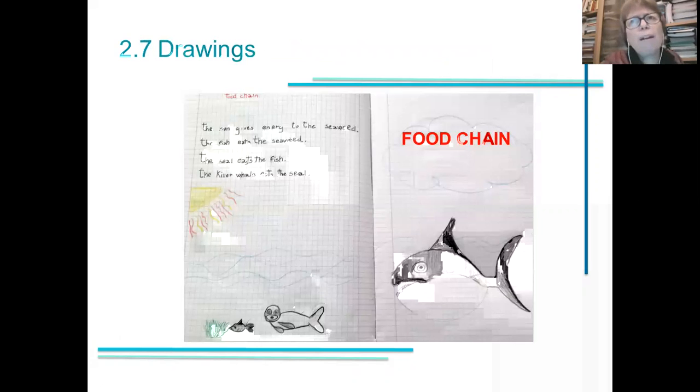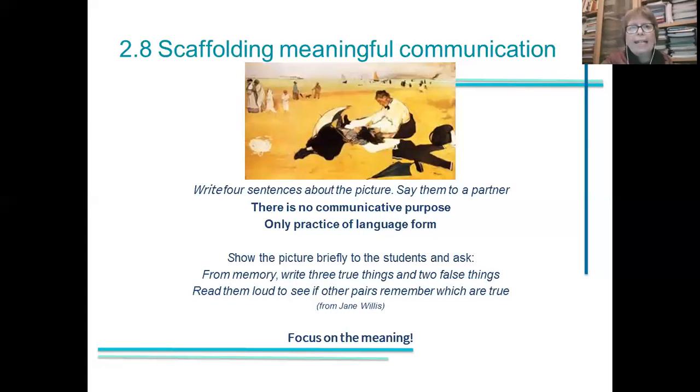Ask children to draw themselves. Don't use all these handouts already printed from the internet, from the course book. Ask them to draw, to make things. This, for example, is a kind of food chain that the children had to draw. And again, scaffold meaningful communication. Very often during art activities, we show a picture and we ask students, okay, now write 4 sentences about the picture, and then read the sentences to a partner.